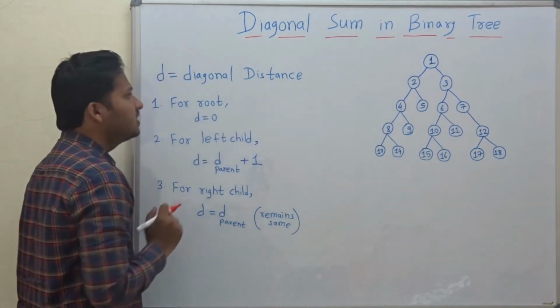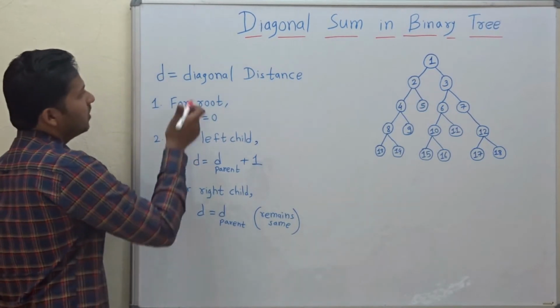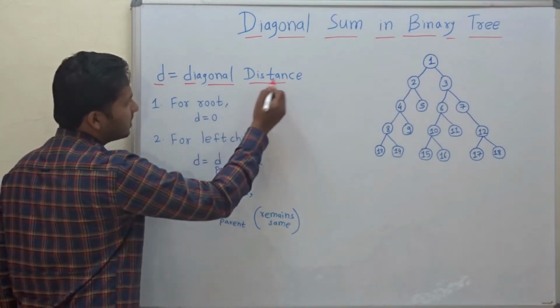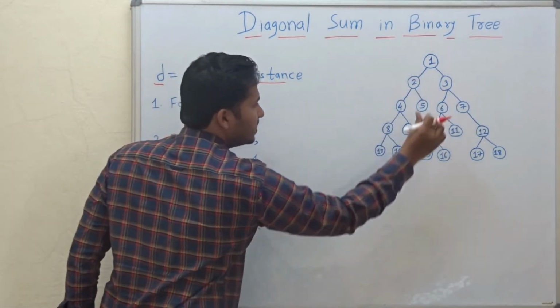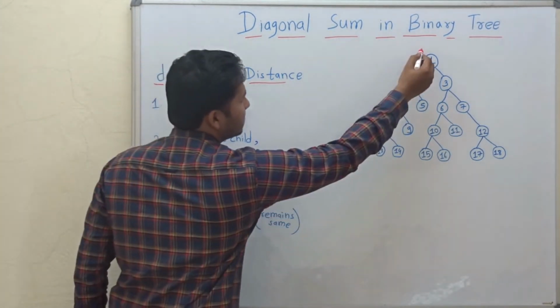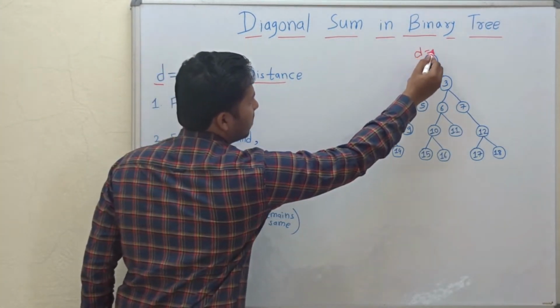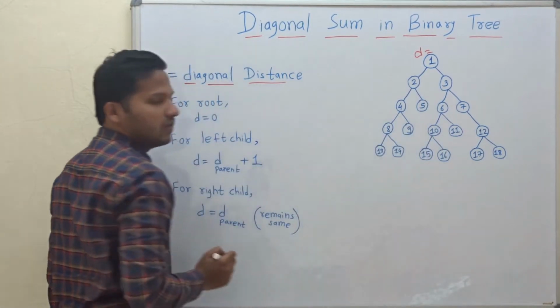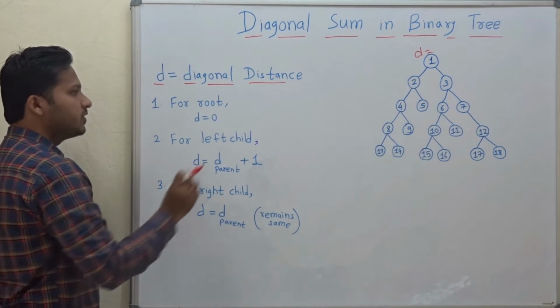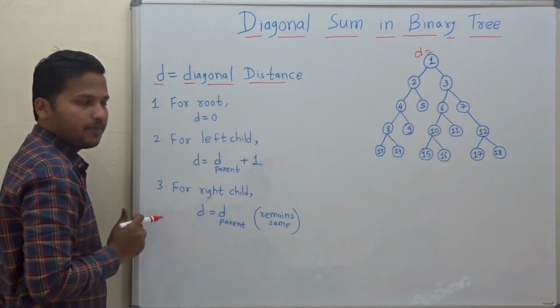So for traversing the diagonals, we have a notation that is D, which denotes the diagonal distance of each node in this binary tree. And we have to assign that distance, that is the diagonal distance, to each node in this tree. Let's see how to assign it. These are the three rules for assigning the diagonal distance.